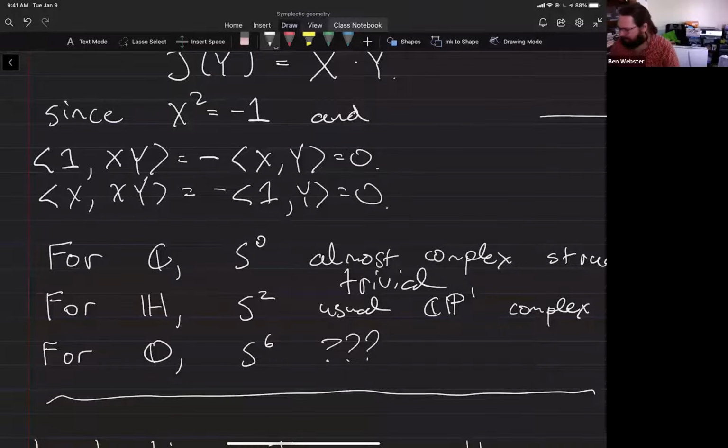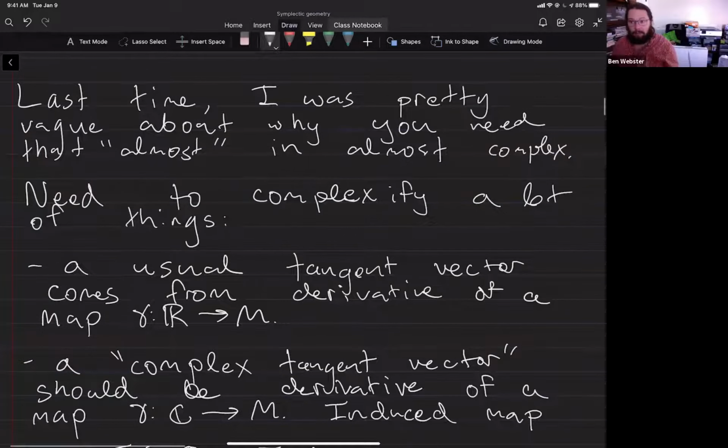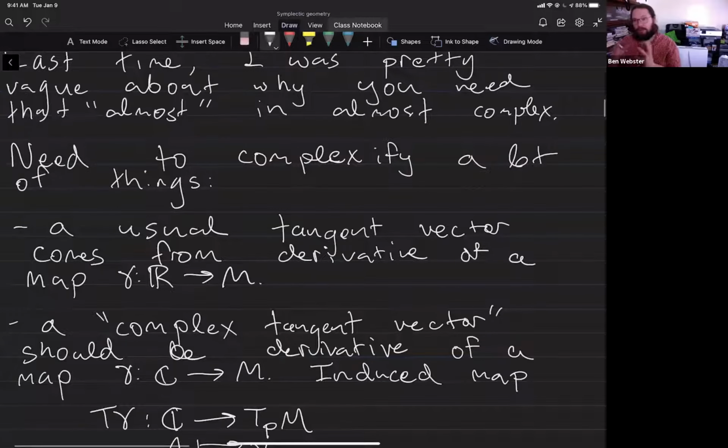All right, cool. So last time I was kind of vague about what that almost was there for, right? And we said some analogies about how it's kind of like requiring flatness for a Riemannian metric, or requiring the two-form closed condition for symplectic forms. But in order to explain really why that almost is there and what it means to be complex, let me step back a little bit and start trying to wrap our minds around what it means to do all this differential geometry stuff, thinking in the complex world, because I know it's all a little strange.